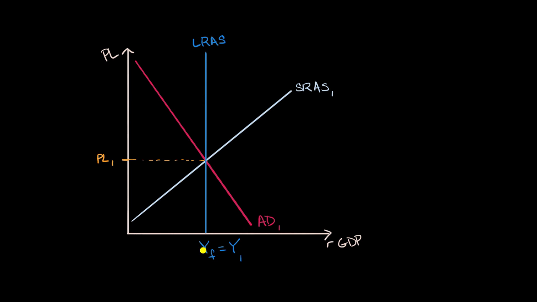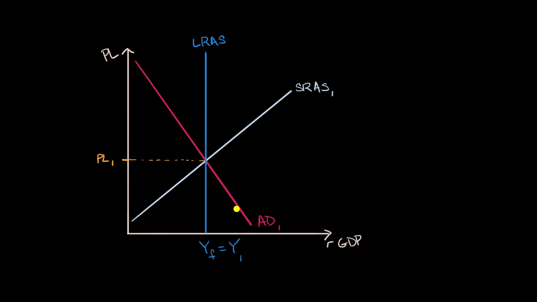And just a reminder, full employment output does not mean that everyone in the economy is employed. It means that this is the level of employment that is sustainable. If for some reason the unemployment rate were to get lower than that, it would be an unsustainable situation for this economy. But what we really care about in this video is what happens if our aggregate demand curve shifts in the short run and in the long run.